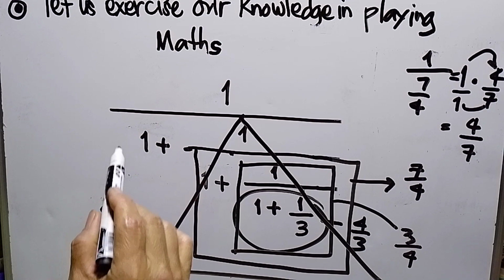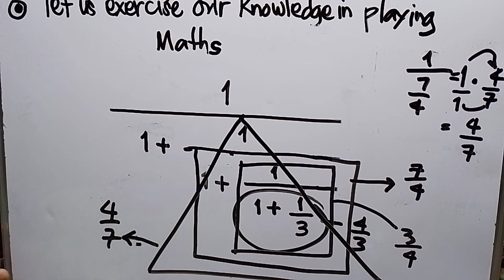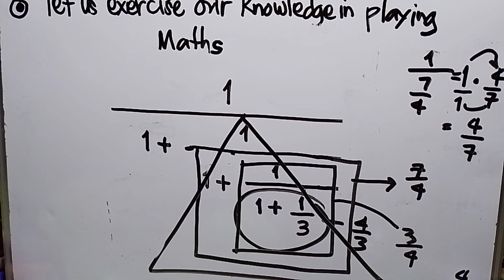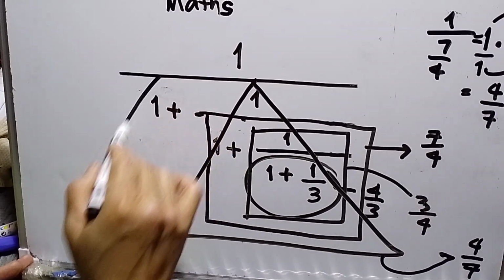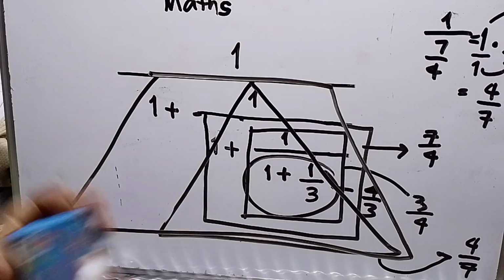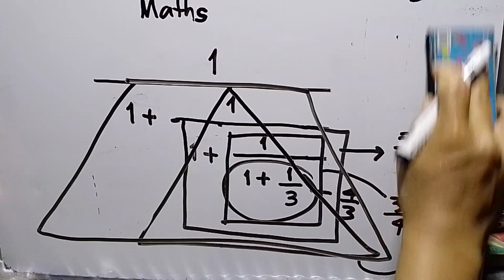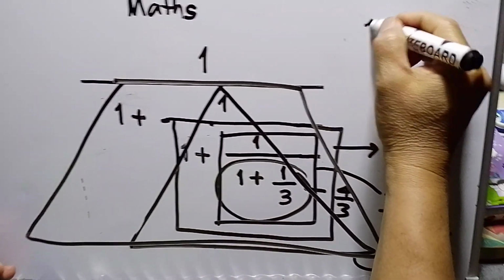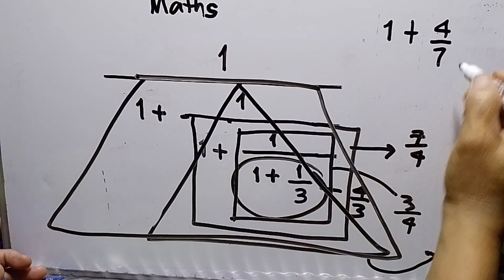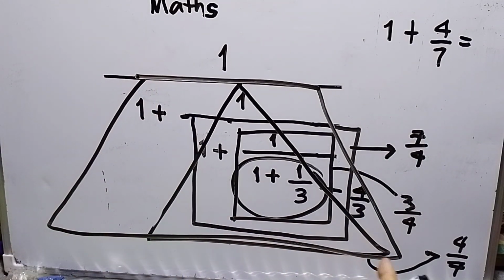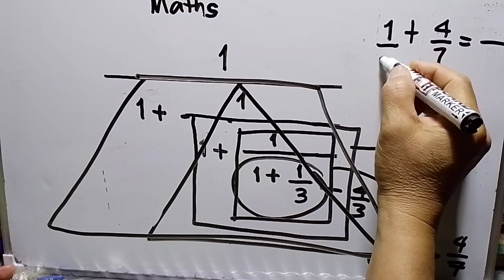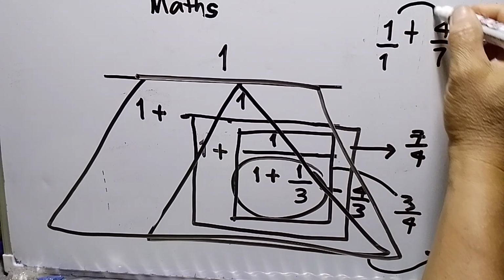Then this one, I will make a trapezoid. So I will put 4 over 7. I will make a trapezoid for this. So I have 1 plus 4 over 7. So this shape is a trapezoid. This will be over 1. And then this will be multiply.